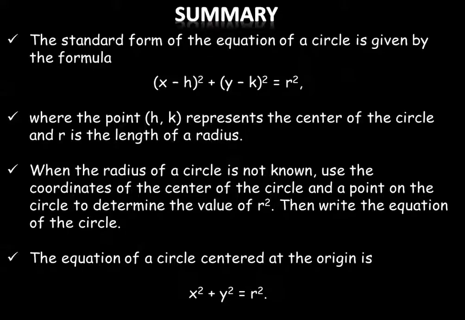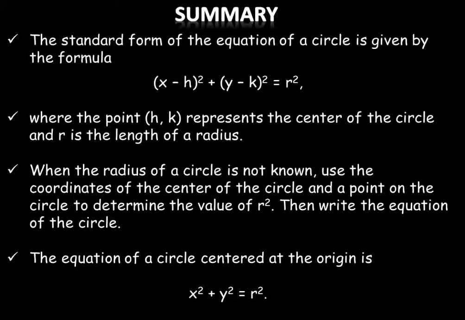Okay. Summarize the lesson. The standard form of the equation of a circle is given by this formula, where you have the difference of x and h squared plus the difference of y and k squared equals your radius squared. h, k is always going to represent your center. Your x, y is going to represent a point on the circle, and your r is the length of the radius.